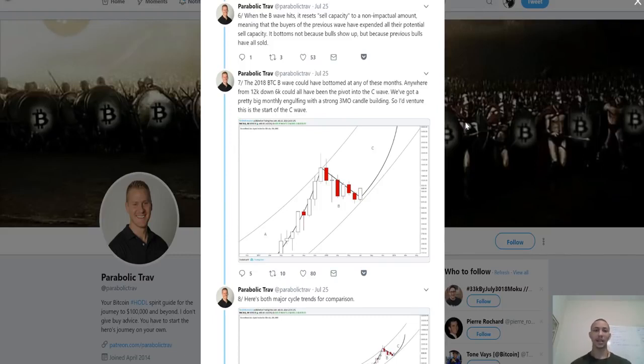Number seven, in 2018, the BTC B wave could have bottomed at any of these months. Anywhere from 12k down to 6k had all been the pivot into the C wave. We've got a pretty big monthly engulfing with a strong 3-monthly candle building. So I'd venture that this is the start of the C wave.